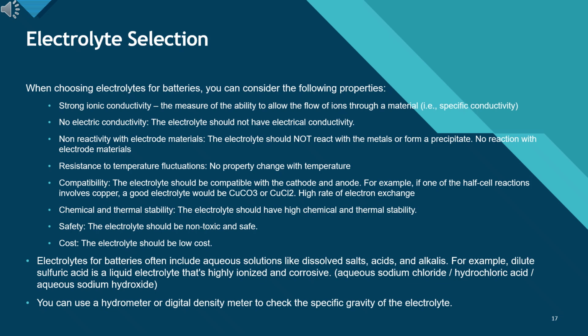Just as importantly, it must be chemically stable, non-reactive with the electrode materials, and remain safe and effective across a broad temperature range, all while being cost-effective for mass production. Measuring the specific gravity of the electrolyte can be done with a hydrometer or digital density meter.